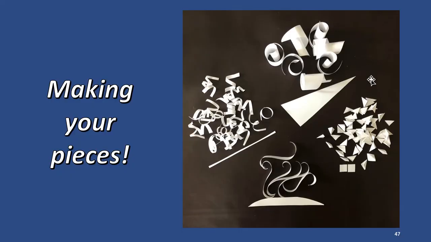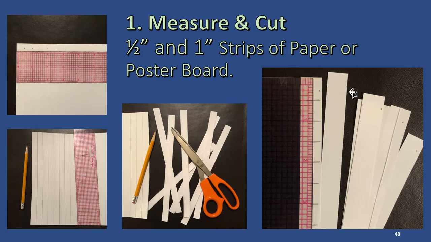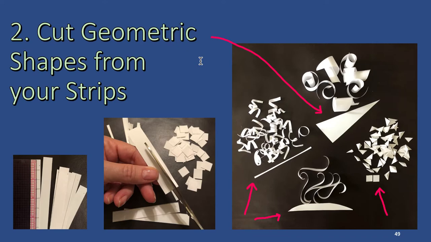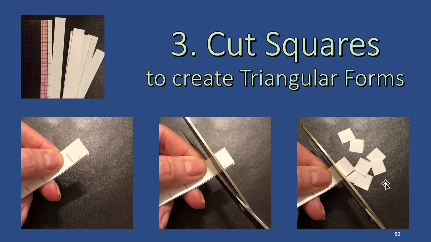So again, these are the 4 types of pieces we're going to work with. You're going to start by cutting 1/2 inch and 1 inch strips of paper. Cut geometric shapes from your strips. We got triangles, we got straight lines, we have these little hills and little squares. The squares get folded in half and they become little triangular shapes. So these are all about a 1/2 inch wide, so 1/2 inch squares there.